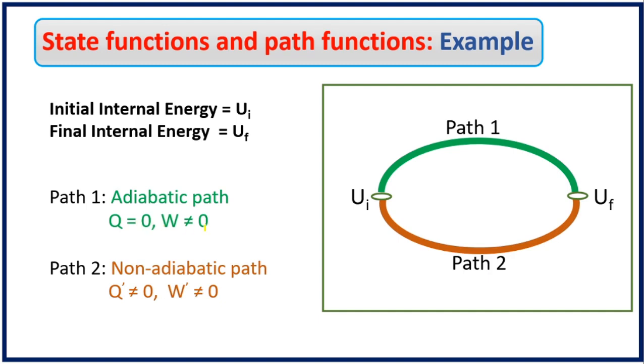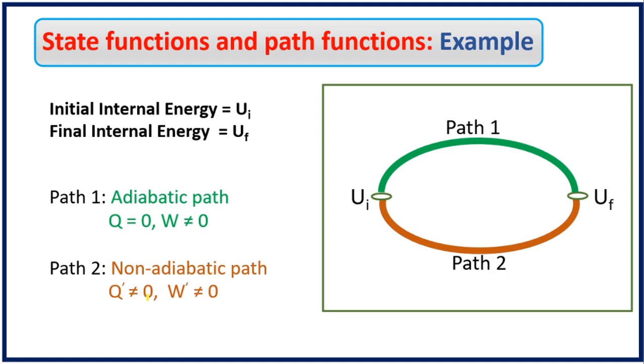Whereas W is not equal to 0, W will have a certain value. Let us suppose X. Now go to the other case. In this path 2, the system is undergoing change from UI to UF state. In this process, because it is a non-adiabatic path, Q is not equal to 0.